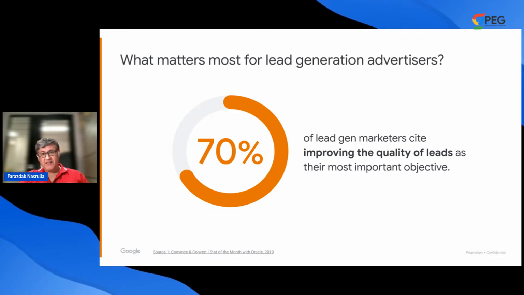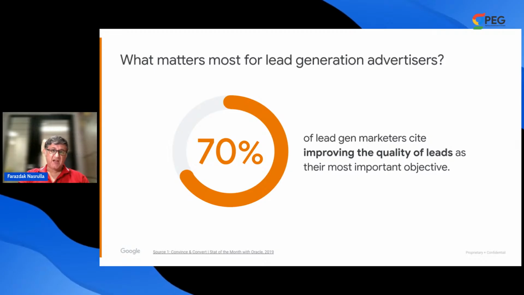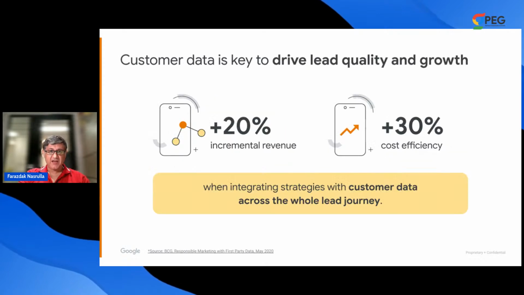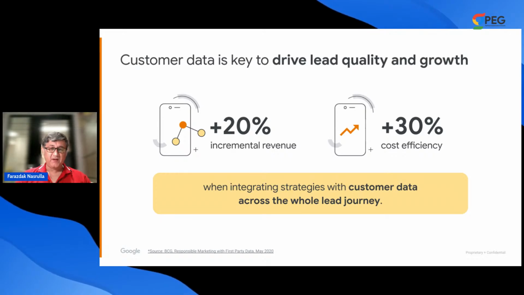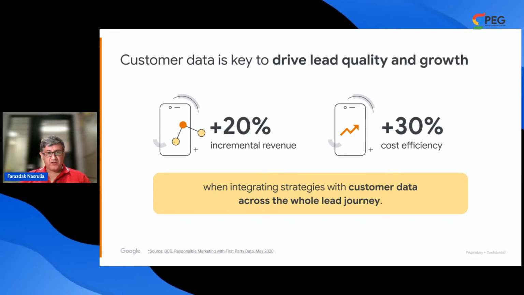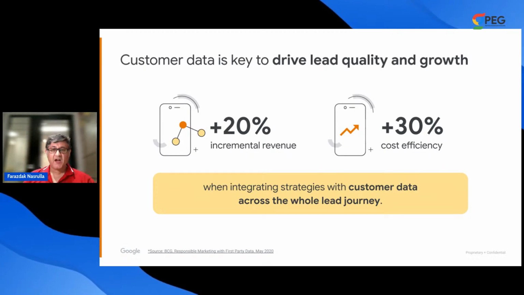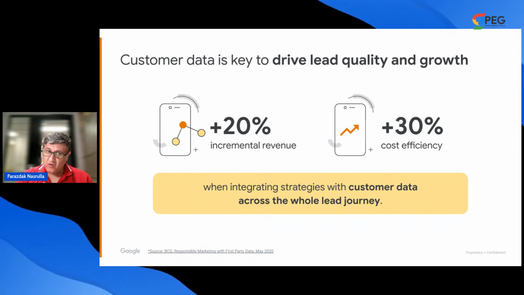What matters the most for lead generation advertisers is that 70% of lead gen marketers cite improving the quality of leads as their most important objective. Trust me, that's the most important objective. How do you improve the quality of the leads is the most important thing. One suggestion is to use your OCI, offline conversion import, your first party data, or your remarketing list, or your sales conversion data. When you feed the data, data is king. If good goes in, good comes out.